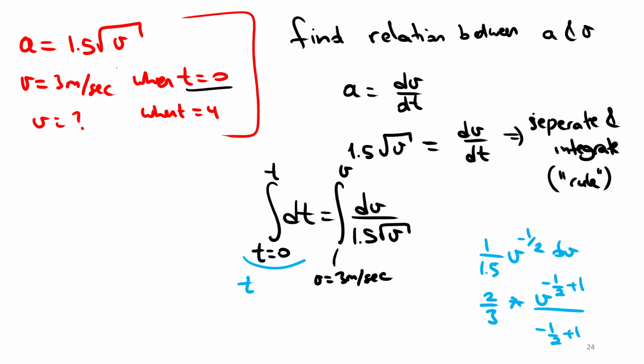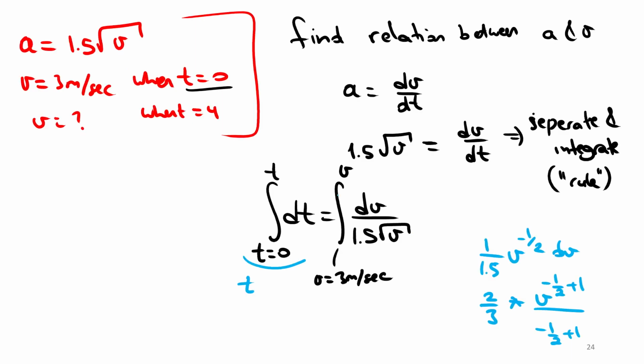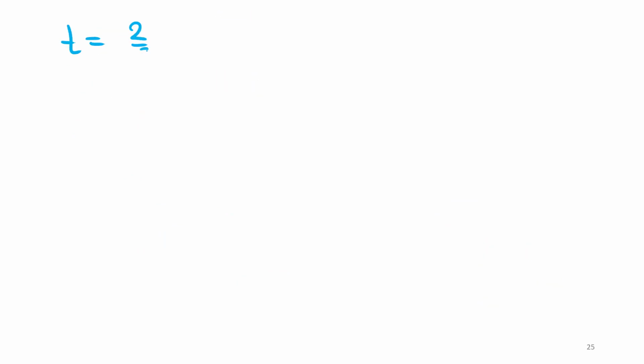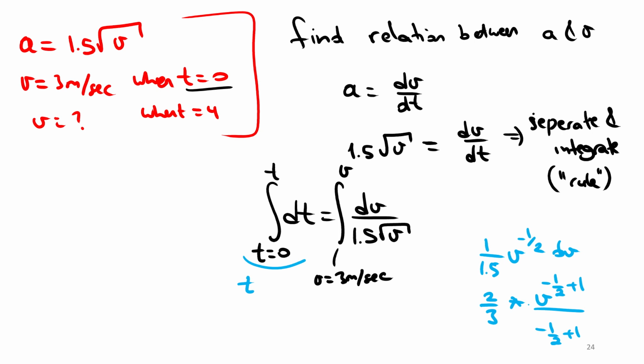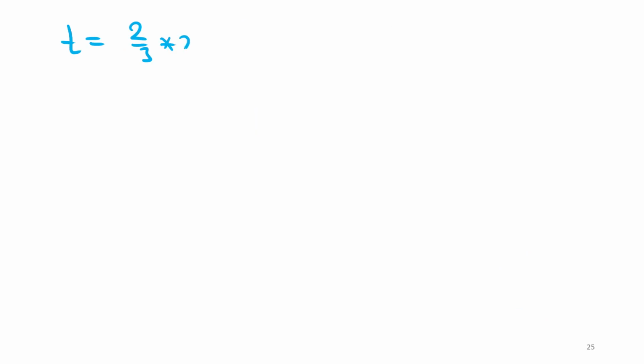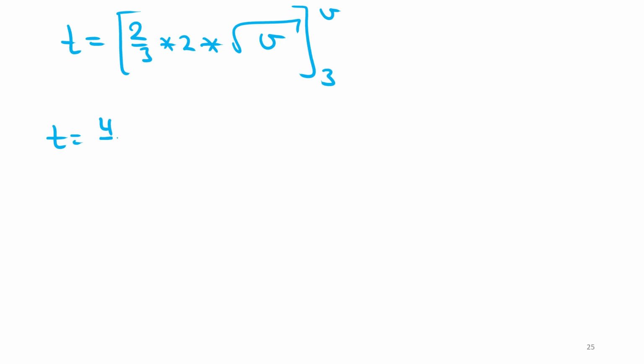It is a very simple rule for the integration. Then t will be equal to, the right hand side will be 2 by 3, then half is here, so it is multiplied by 2, and multiplied with the square root of v, from 3 to v. Then the time will be equal to 4 by 3 times the square root of v minus the square root of 3.